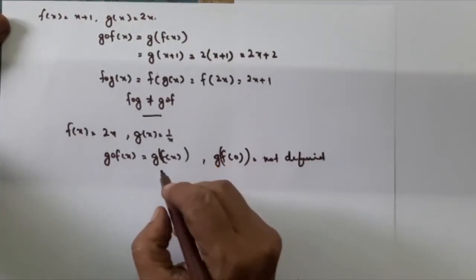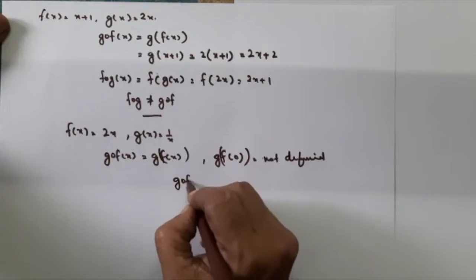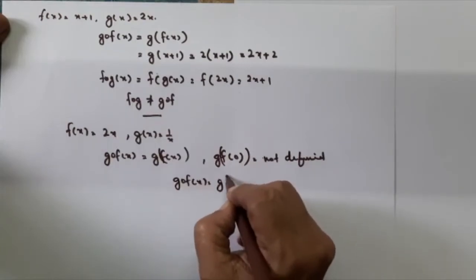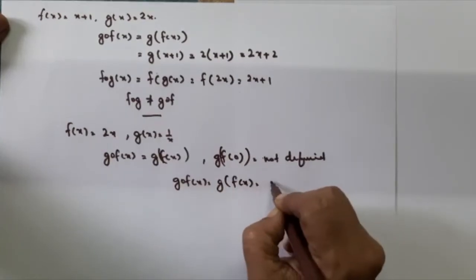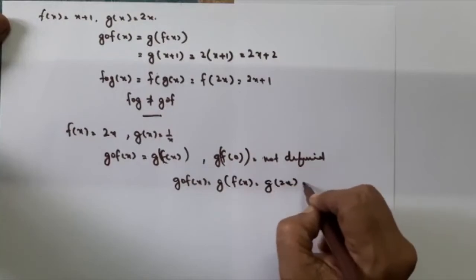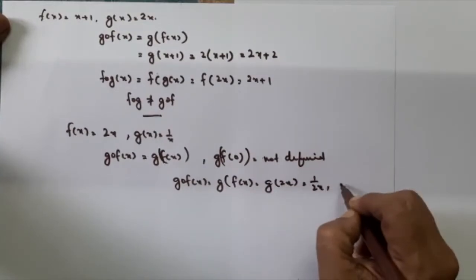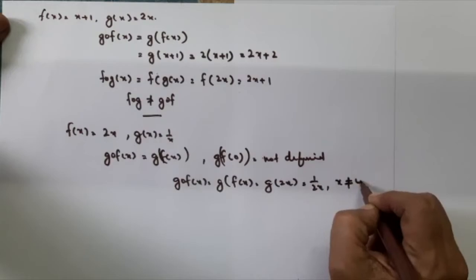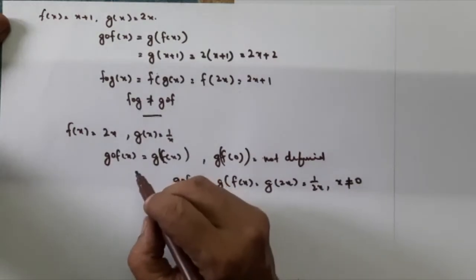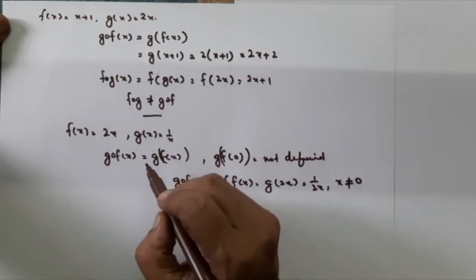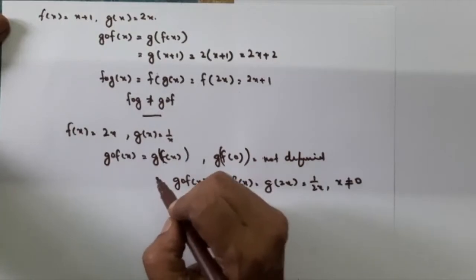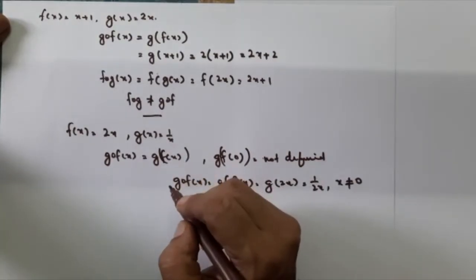But it can be defined. G dot f of x equal to g of f of x equal to g of 2x equal to 1 by 2x, provided x not equal to 0. That means by restricting the domain of f as the set of real numbers minus the singleton set 0, g dot f is also meaningful.